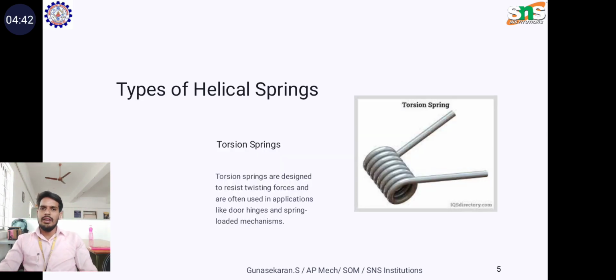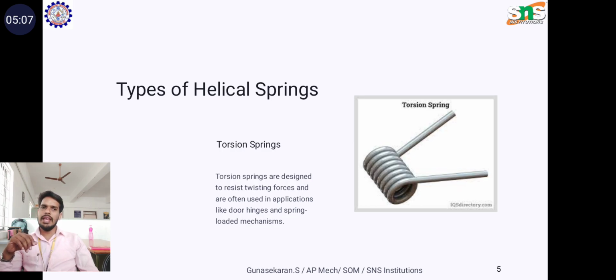Here, the torsion spring. It is a spring that exerts rotational force or torque when twisted about its axis. They store mechanical energy by resisting angular displacement, returning to the original position when the twisting force is released.